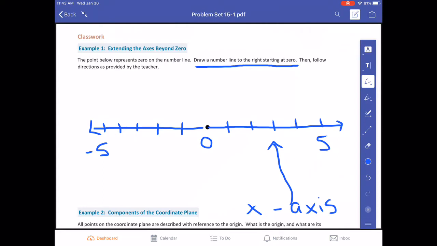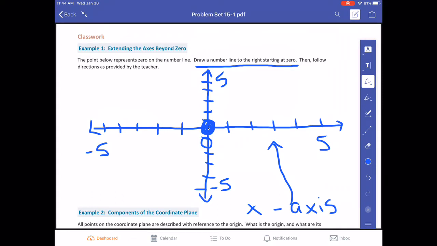Alright, and now what I'm going to do is I'm also going to start from 0 and draw my vertical number line. And I'm going to have the same values, or the same scale, and I'm going to stop at 5 and -5 and put my points in between. 1, 2, 3, 4, -1, -2, -3, and -4. And as you can see then, between these two number lines, the horizontal and the vertical, we have a point where they intersect or where they meet. And this point is my dot.